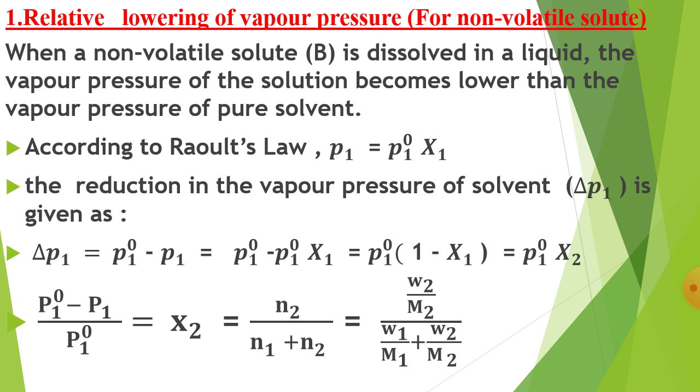In terms of weight, we can write it like this: W2 by M2, the number of moles of solute, divided by W1 by M1 plus W2 by M2. If mass is given, we use this formula. If number of moles is given, we use the n2 divided by n1 plus n2 formula. Here you can neglect n2 from the denominator if the concentration of solute is less than 5%. In that condition, (P01 minus P1) divided by P01 becomes n2 divided by n1.